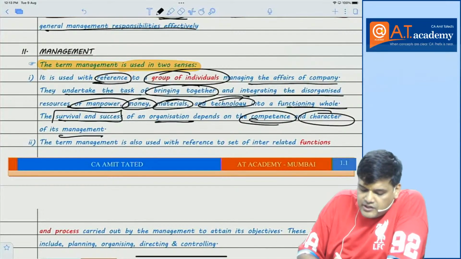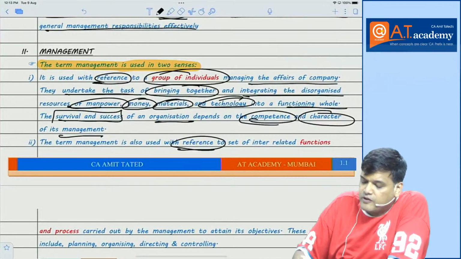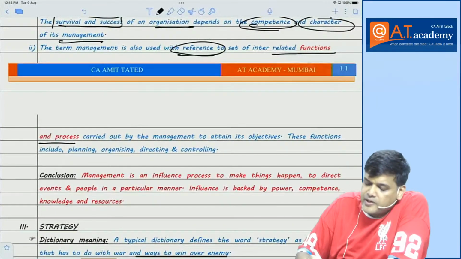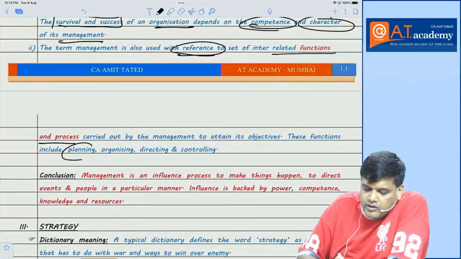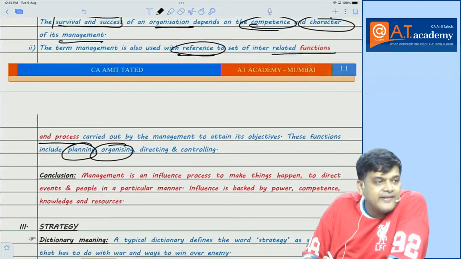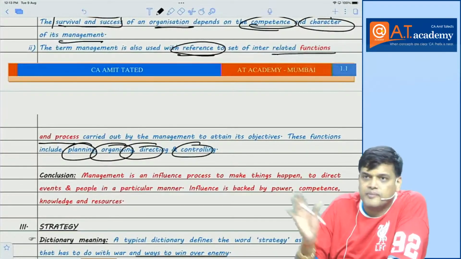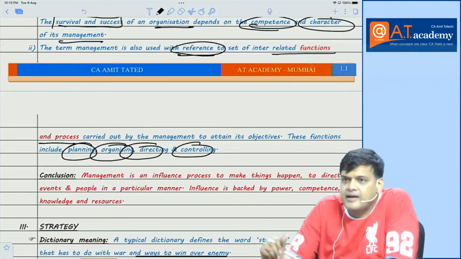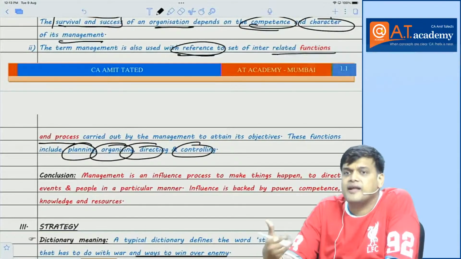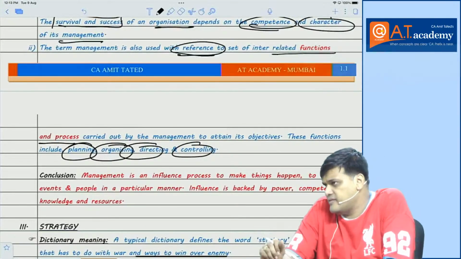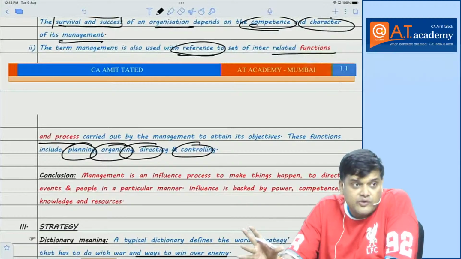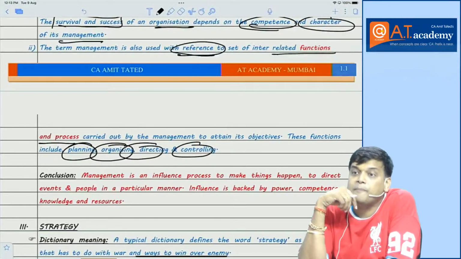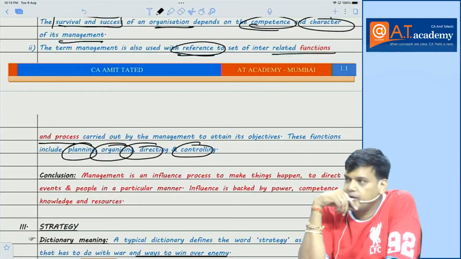The term management is also used with reference to a set of interrelated functions and processes carried out by management to attain its objective. These functions include planning, organizing, directing, controlling. Do you remember this? कल मैंने आपको बताया ना, प्लान करना, डायरेक्ट करना, लीड करना, कंट्रोल करना, ये क्या हुआ? प्रोसेस. और एक है लेवल ऑफ मैनेजमेंट, ग्रुप ऑफ इंडिविजुअल, टॉप, मिडल, लोअर.